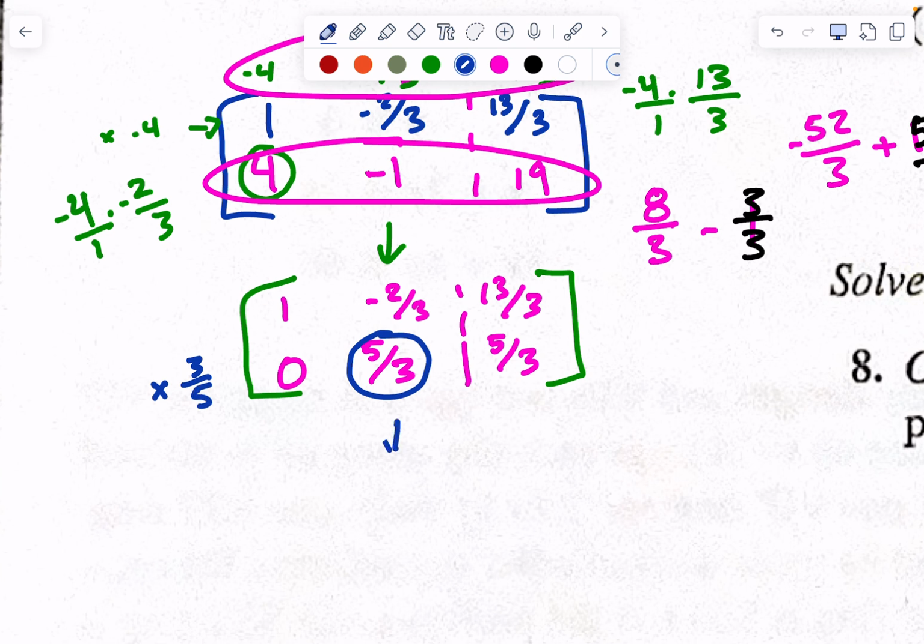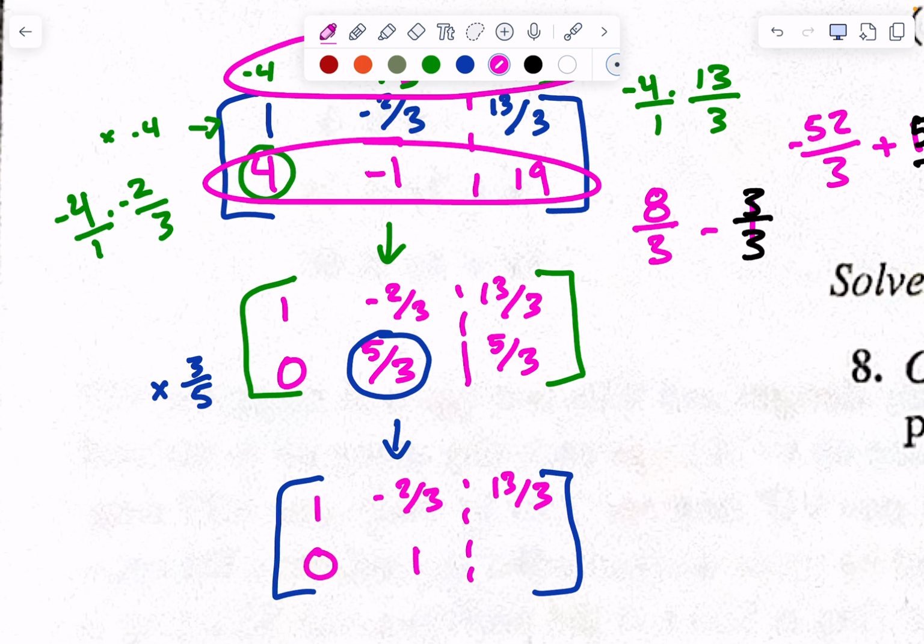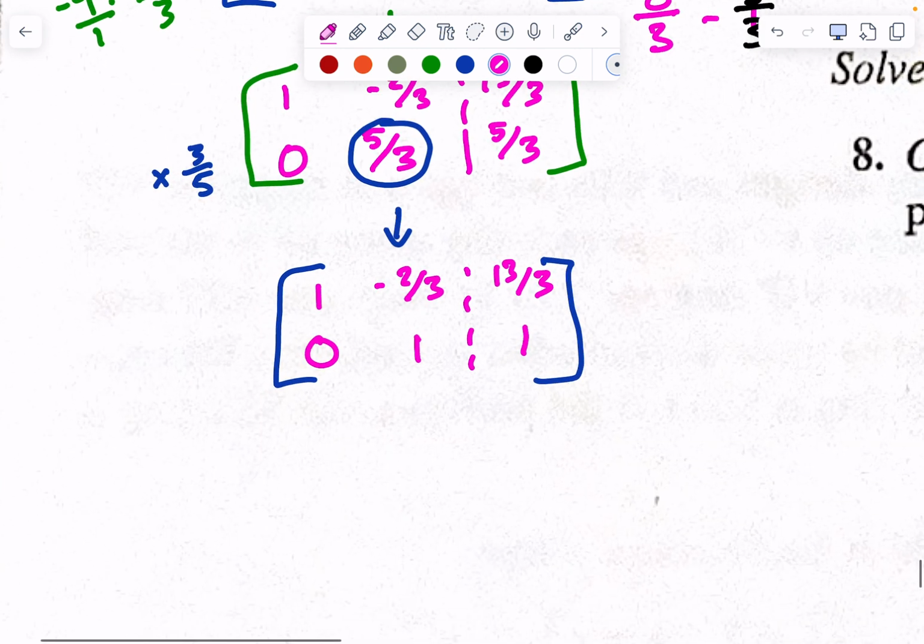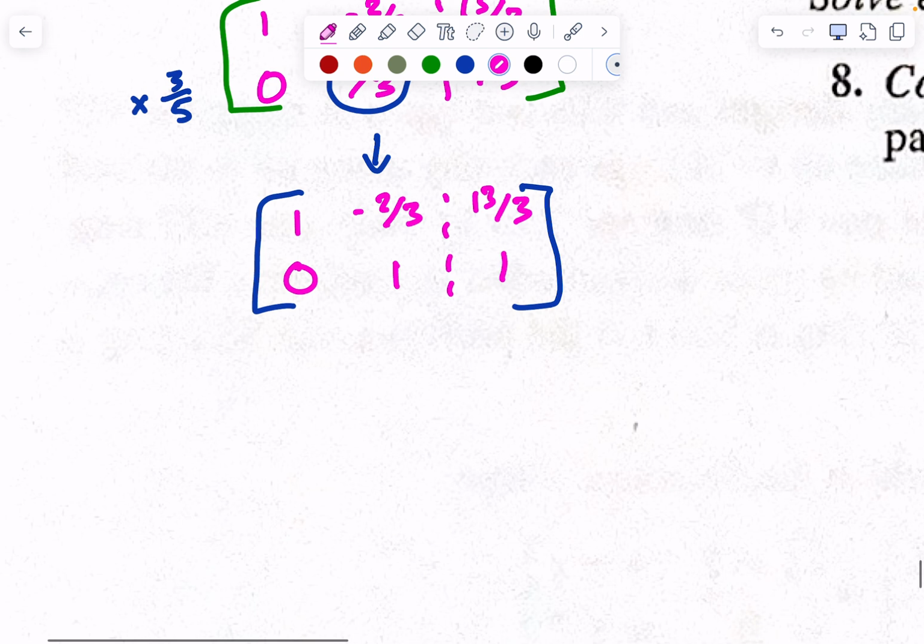So again, that top row is going to just chill. He's going to stay 1, negative 2/3, just chilling out. Then 1, 1. 13/3, and if we multiply by 3/5, 1, 1. This is going to come out real nice.